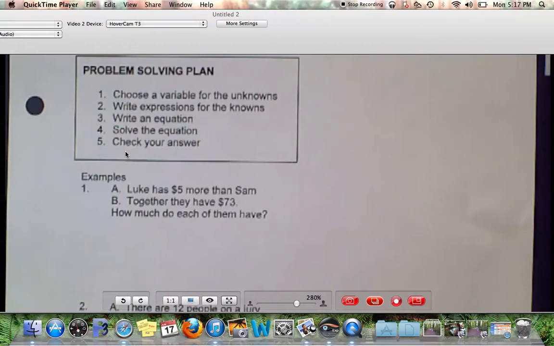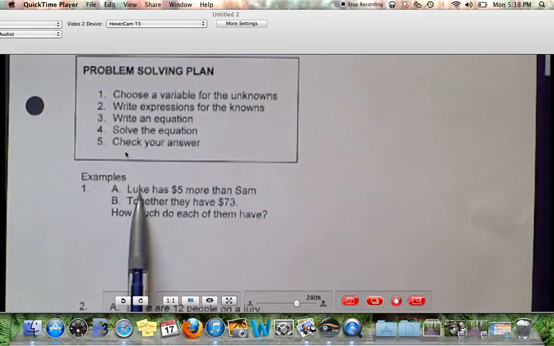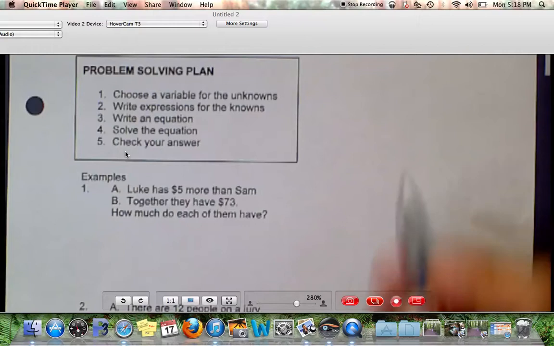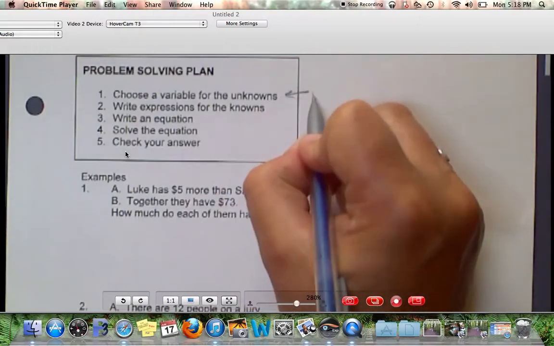Now these are our most basic ones, so hopefully once you do the first couple you can do the rest on your own. So in the first one it says, Luke has $5 more than Sam. Together they have $73. How much do each of them have? Now, we want to choose a variable for the unknown, and technically we don't know how much Luke has or how much Sam has. So we want to choose a variable for the one we know nothing about.